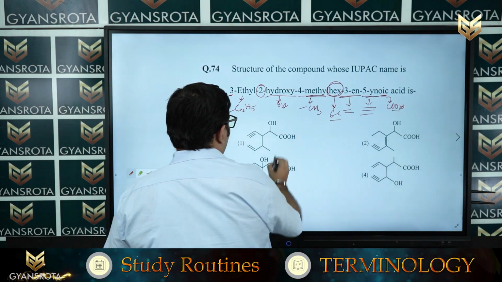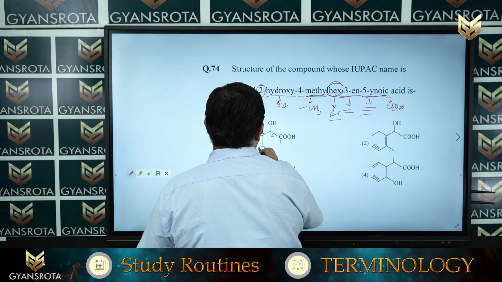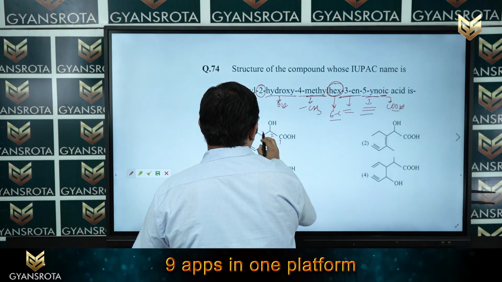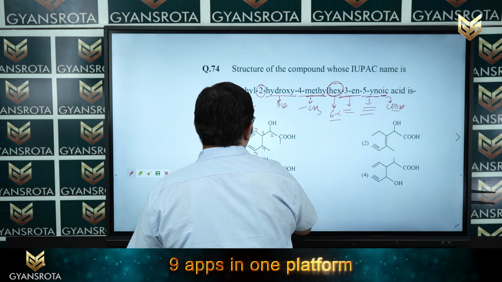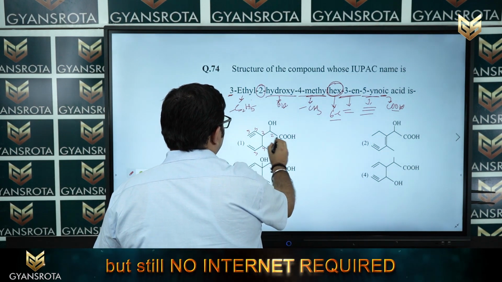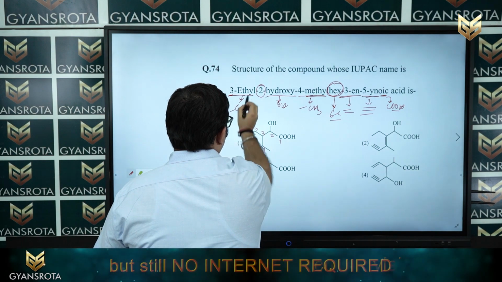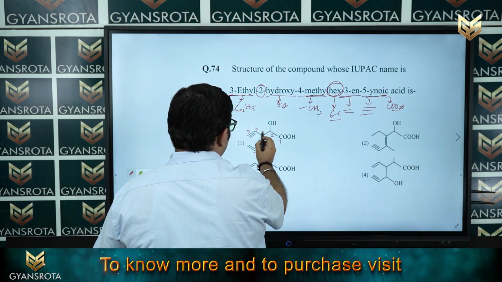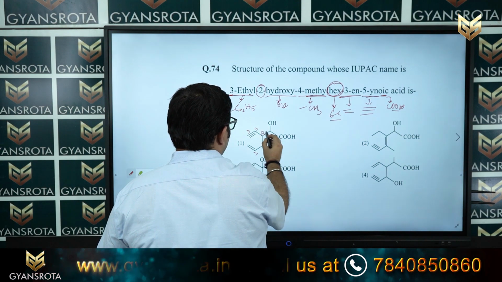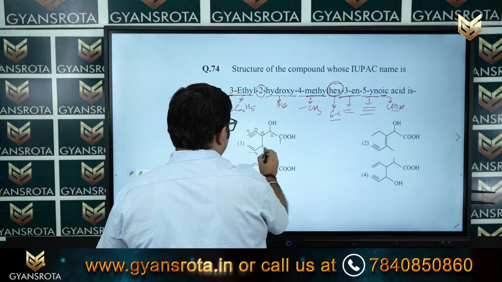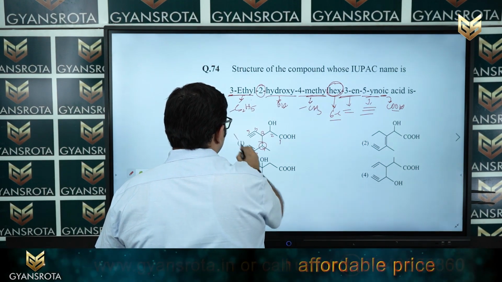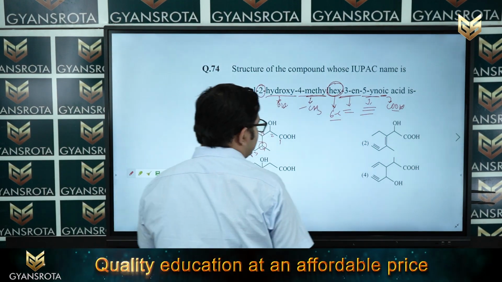Now, if you see option number 1, this is not possible, because they have an ethyl group on the third position. If I take the numbering from this side also, we do not have an ethyl group on the third position, we have an ethyl group on the fourth position. So, this option we can neglect.